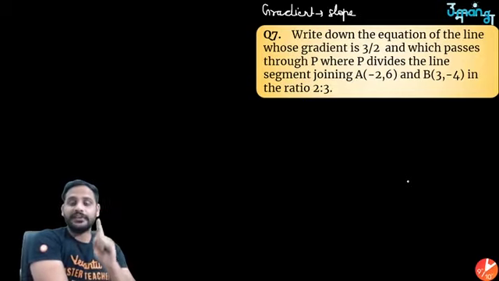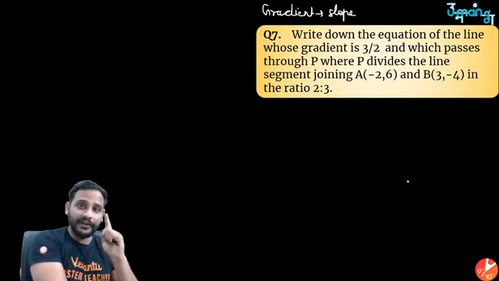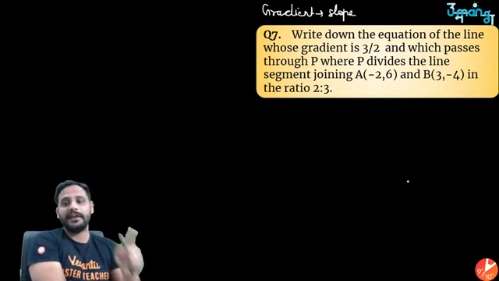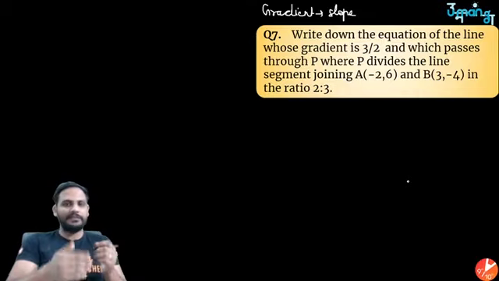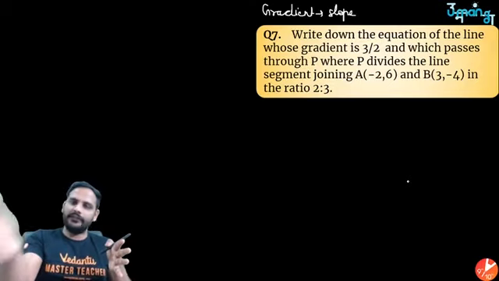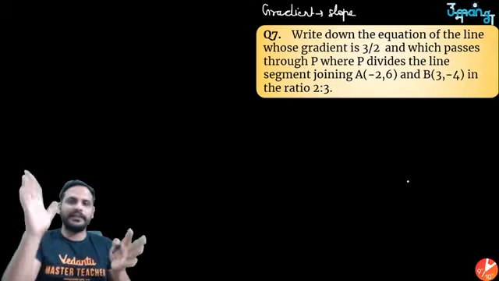But instead of giving you the coordinates of point P, they have told you that P divides the line segment A and B in the ratio 2:3. So simply one extra step is given to you. That is, first find out the coordinates of P and then use the form.